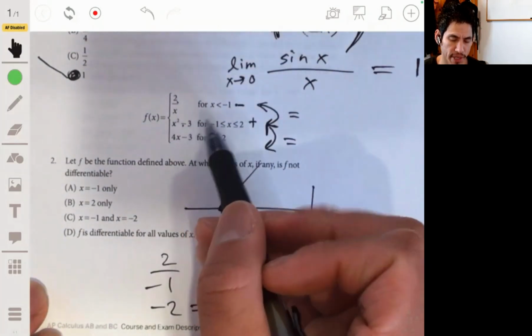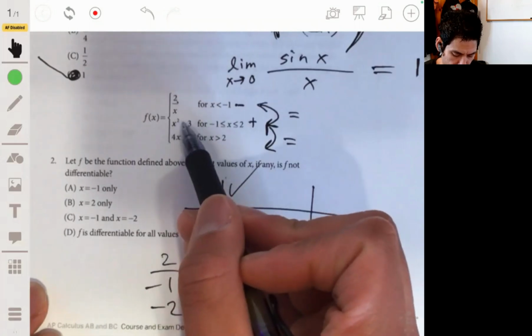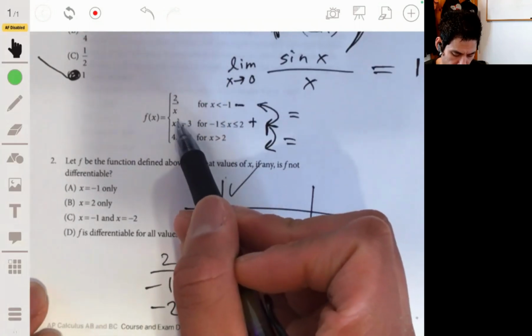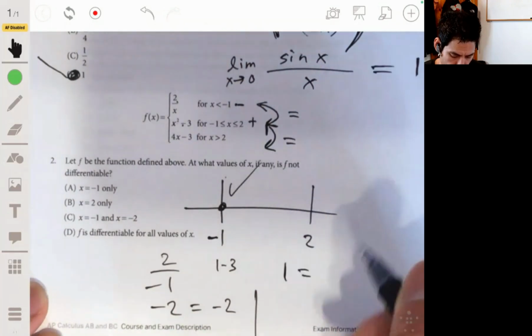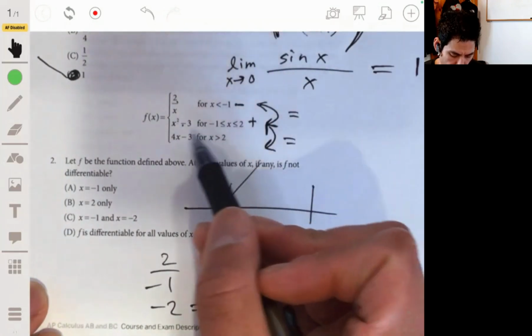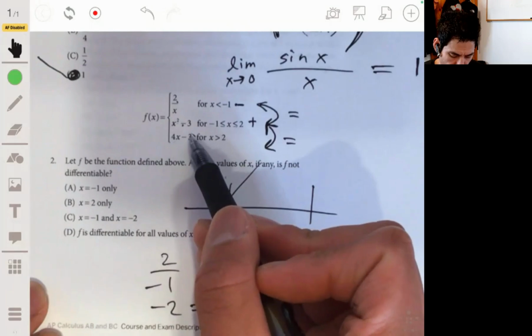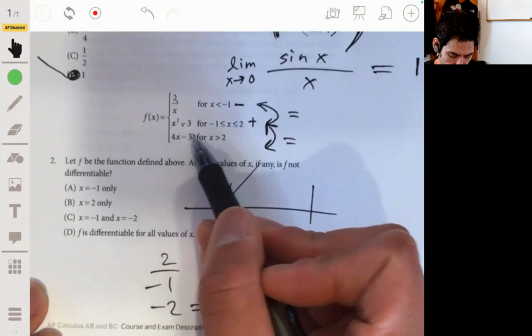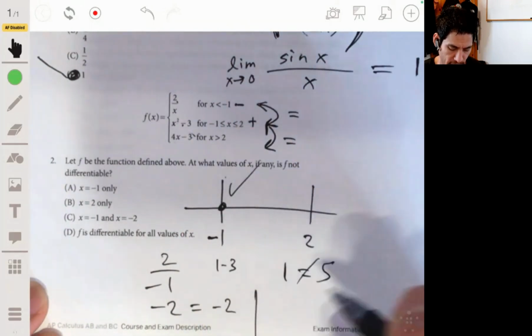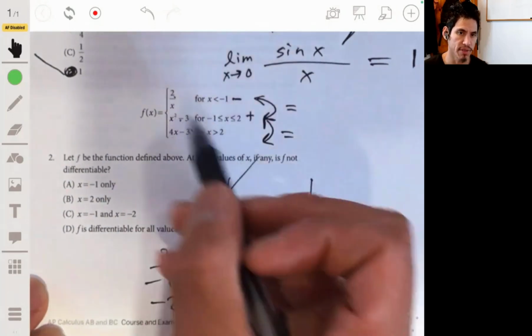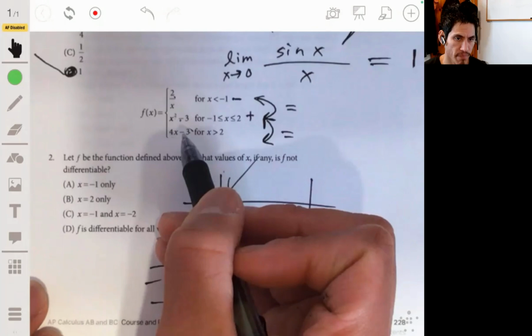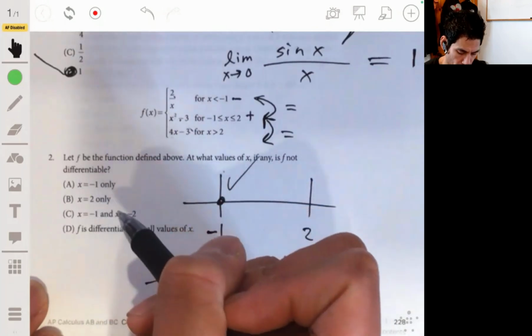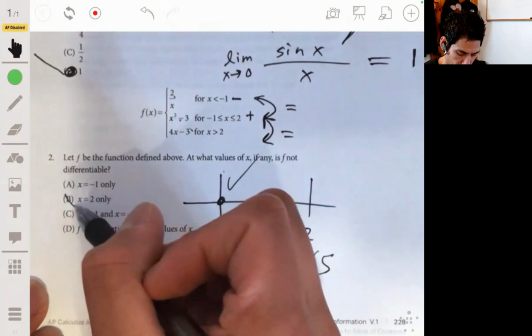Now we want to see that we get the same value when you plug 2 into here and 2 into there. Plugging 2 into there, you get 4 minus 3, or you get a 1. So we want to get 1 when we plug 2 into here, and that would be 8 minus 3, and you would get 5. So it would not be continuous at this point, so it's not going to be differentiable there. So then it's not going to be B.